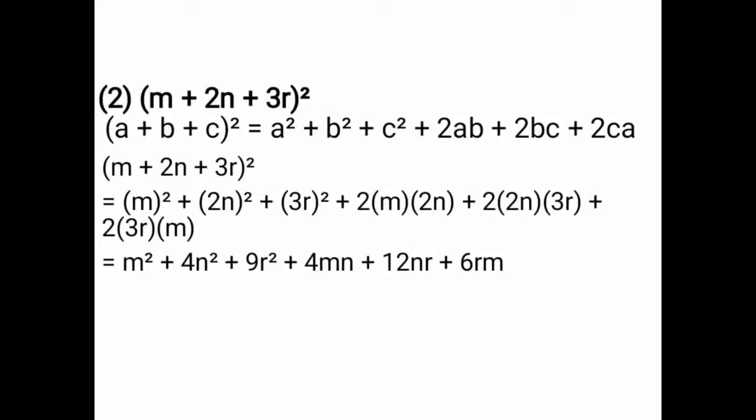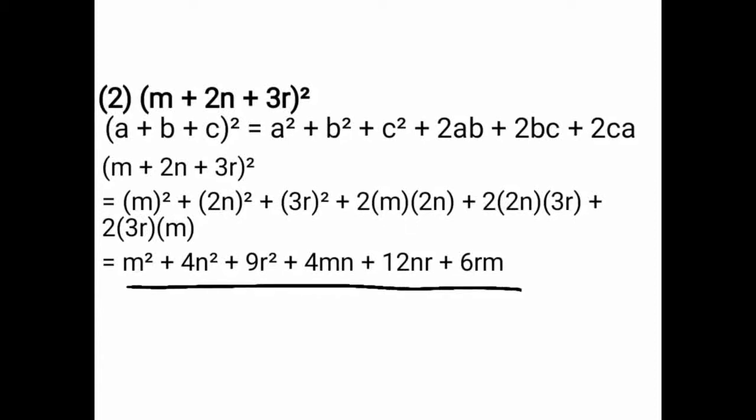Plus, now multiply 2ab plus 2bc plus 2ca. 2 into m is 2m. 2m into 2 is 4m. 4m into n is 4mn, plus 2 into 2 is 4. 4 into 3 is 12. 12 into n into r is 12nr, plus 2 into 3 is 6. 6 into r into m is 6rm. This is the final answer.